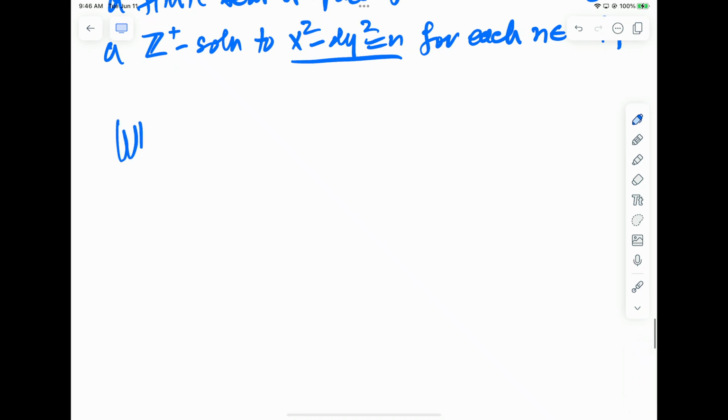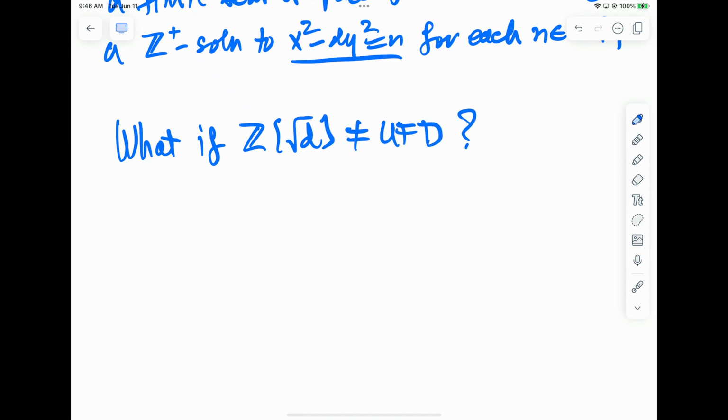So, what if Z[√d] does not have unique factorization? Let me point out an example. If you take d equal to -5, then in this case Z[√-5] does not have unique factorization.